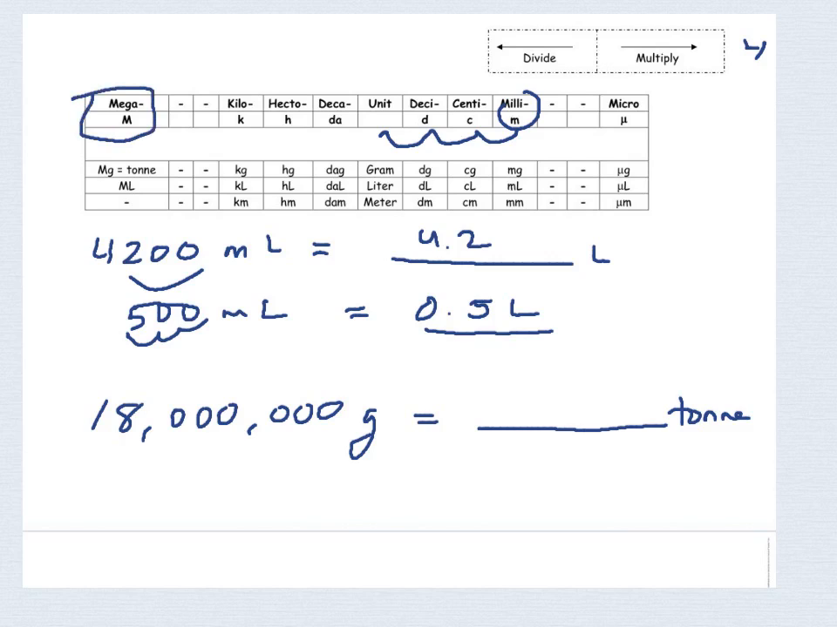So from the unit of grams to mega is 1, 2, 3. Don't forget the ones in the middle. 4, 5, 6 places to the left. Your decimal is here. 1, 2, 3, 4, 5, 6. That mass would be 18 tons. You can say 18 whole. You can do 18.0. It doesn't really matter. The value is still 18 tons.